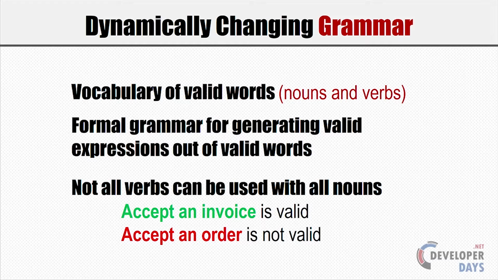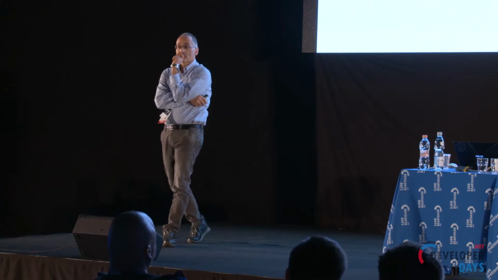So, vocabulary of valid words, nouns and verbs, formal grammar for generating valid expressions. So, essentially, you have a noun, which methods, which action, what is the behavior we want to associate to the entity represented by this noun. That's the point. Not all verbs can be used with all nouns. We can perhaps accept an invoice, but we cannot accept an order.